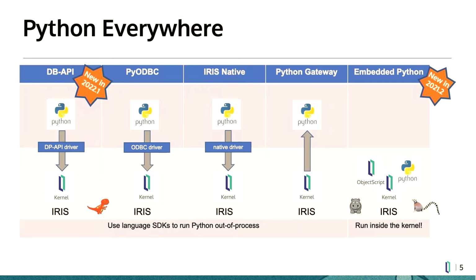And then finally, there is embedded Python, which I want to say is our newest feature, but actually DB API is the absolute newest. But embedded Python is probably the biggest impact. There's no arrow there because Python is directly in the kernel, sharing memory, working directly with data. And so that's the lowest latency option that you have. So those are the 5 things.